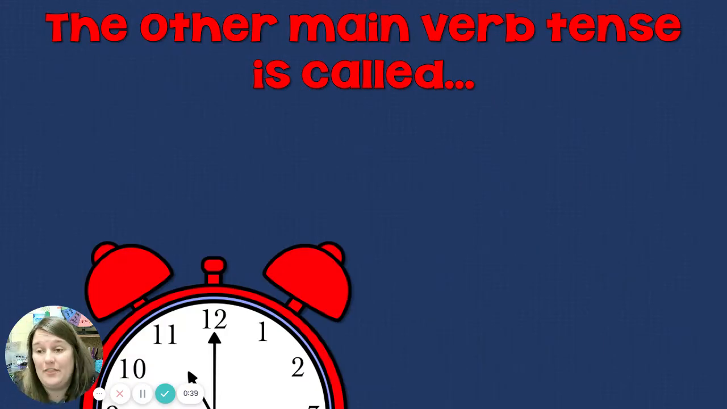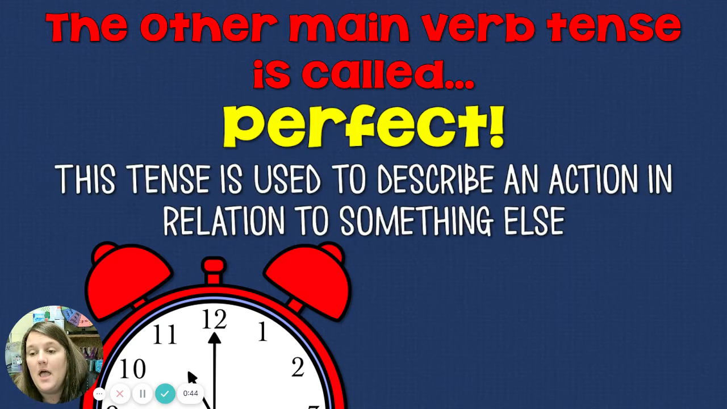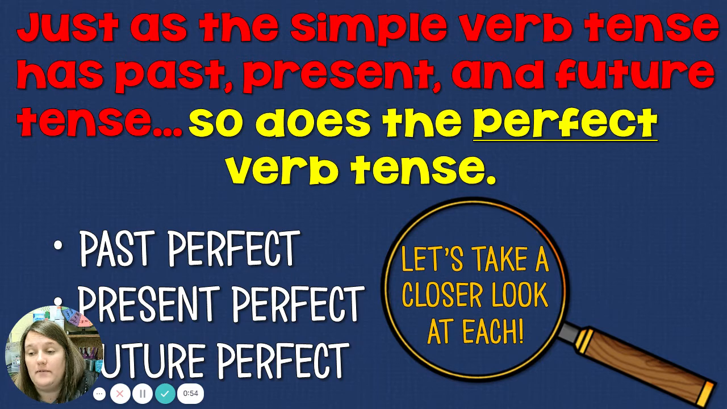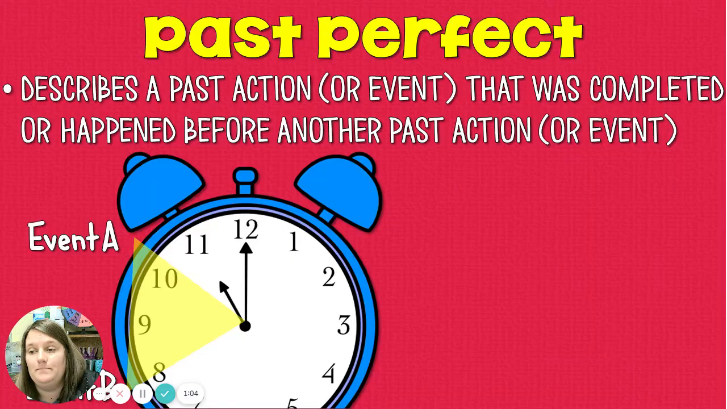Now, there is another verb tense that we call perfect tense. Okay, and what this means is that it's used to describe an action in comparison or in relation with something else. I'm going to show you exactly what I mean. Okay, so perfect tense, all right? We also have past, present, and future in this as well. And so we will be able to see our verbs and know which one it is pretty easily because you guys are pretty well practiced at this, okay?